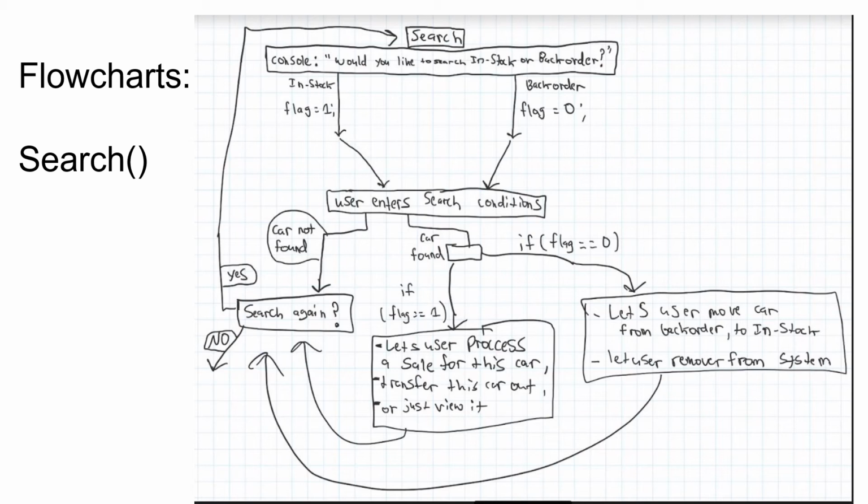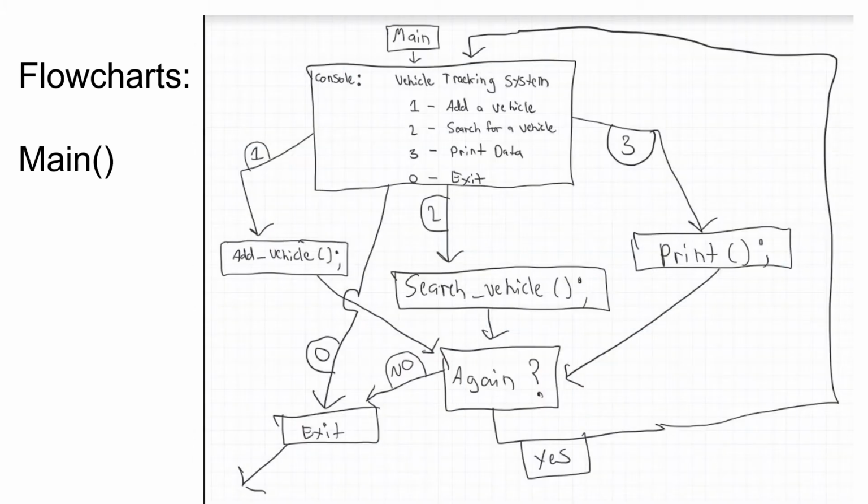After that, we give the user the option. Also, you see the arrows going over to search again. If yes, we just recursively go back through search. If no, we go back to main.